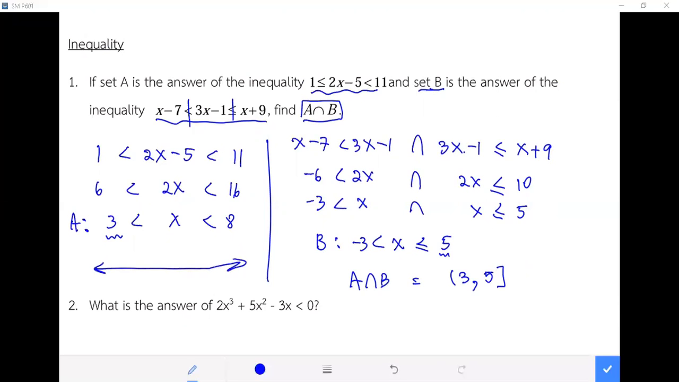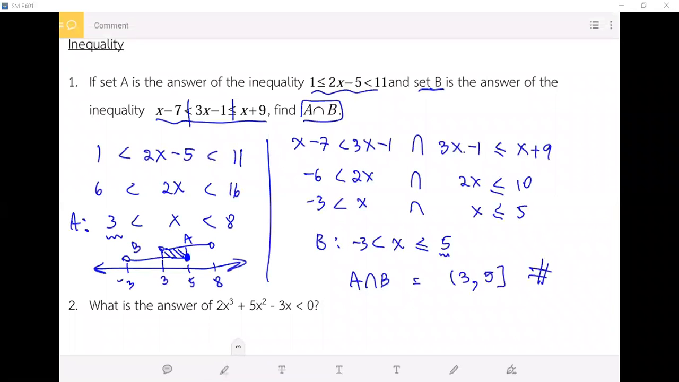Set A is from 3 to 8. This is your set A. But set B is from -3 to 5. So -3 is somewhere there, 5 is there, so you write -3 less than or equal to 5. This is your set B. So A intersect B, you find the overlap part, and you have open 3 until closed 5. That's it. Very easy.